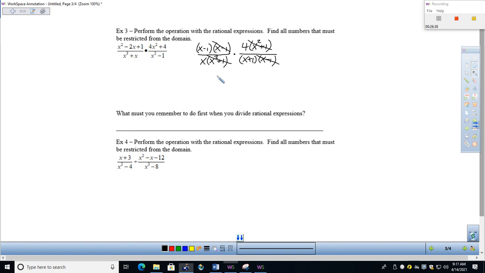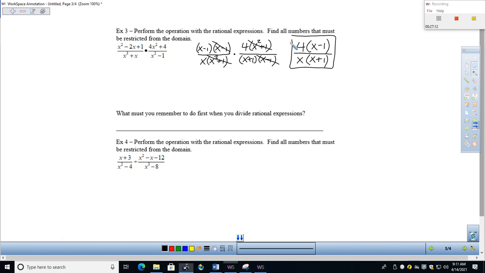And so as a result, now I can just push over what is remaining. I have the 4 and the factor of x minus 1. And then down in the denominator, I had a factor of x and a factor of x plus 1. Okay, so multiplication, break it down, cancel common factors, and push everything across.